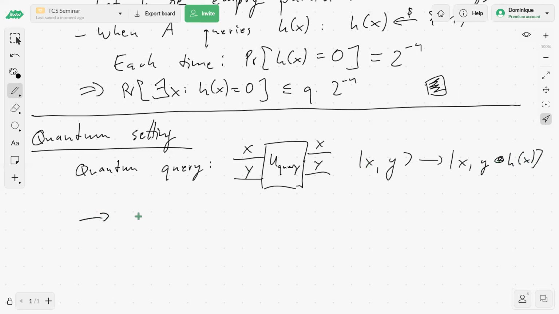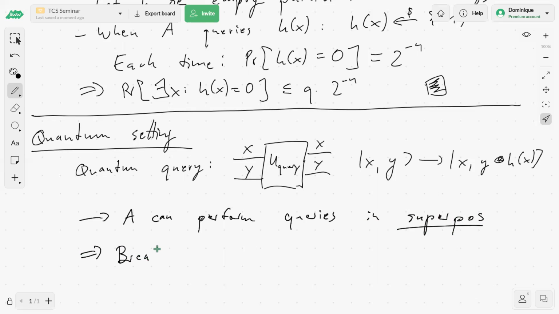But the crucial point is that if you model the random oracle like this, the adversary can perform queries in superposition. And that breaks our lazy sampling approach from above, at least when done naively.